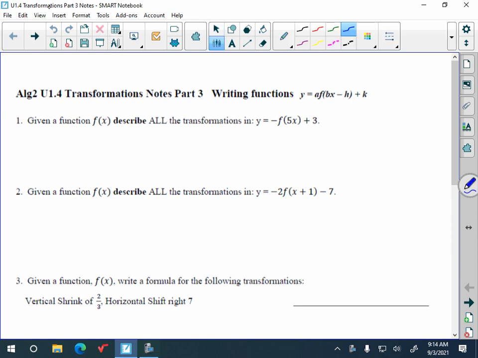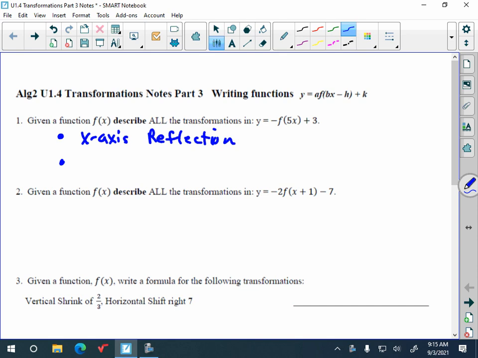All right, so on number one, what's one of the transformations we can write down? Good, x-axis reflection. Doesn't matter the order, as long as we get them all in there. So x-axis reflection. All right, that's the negative in front. Next one.